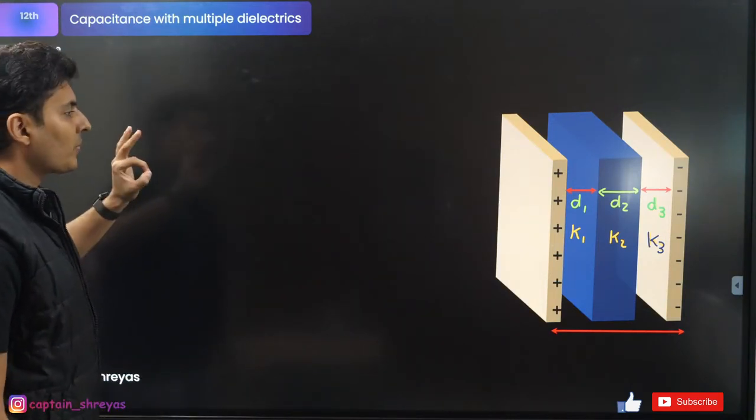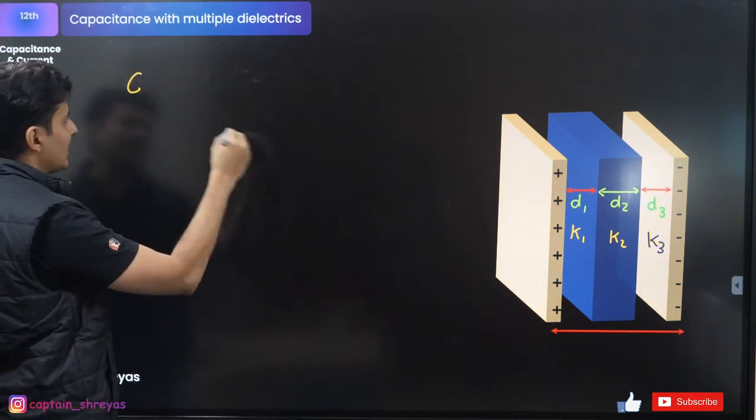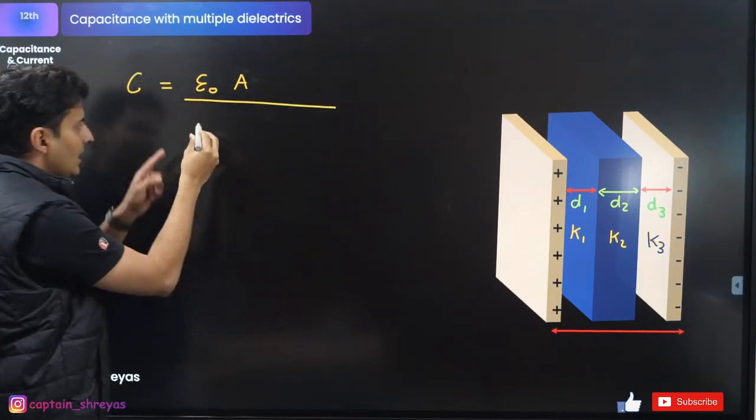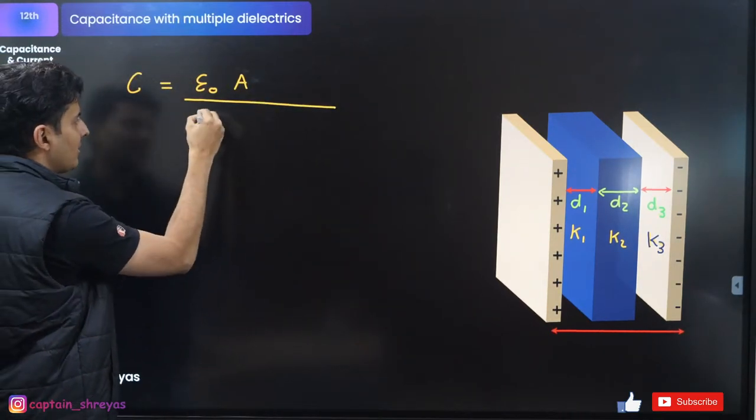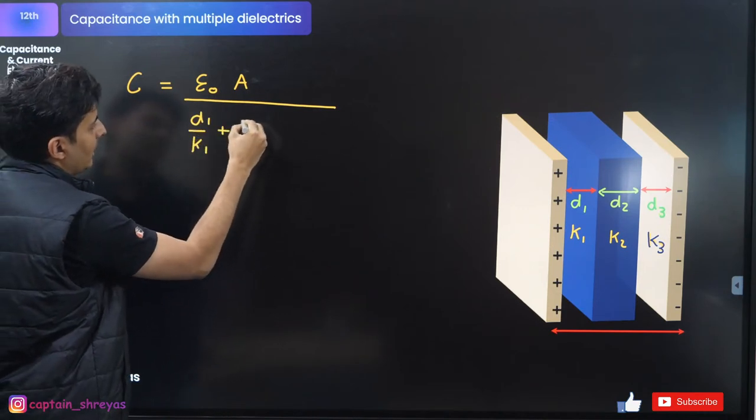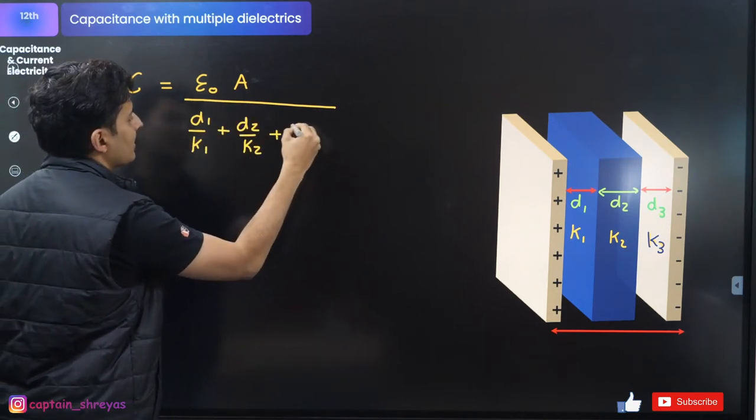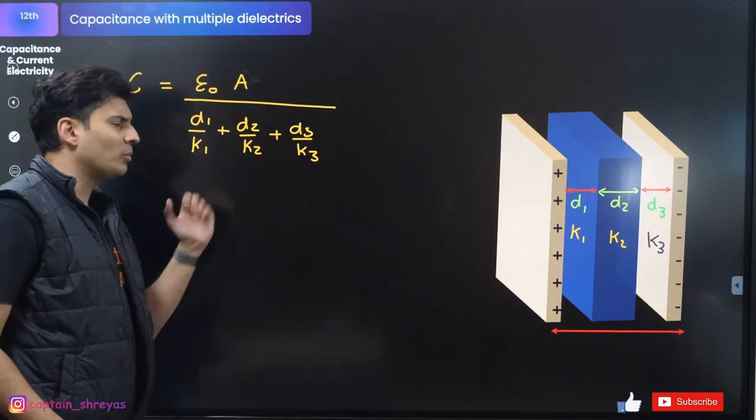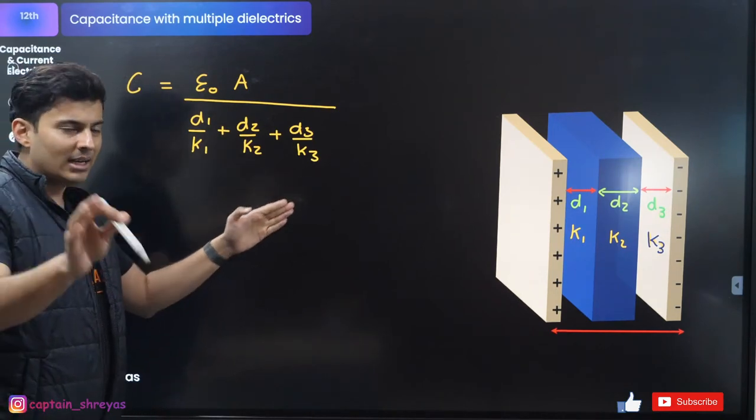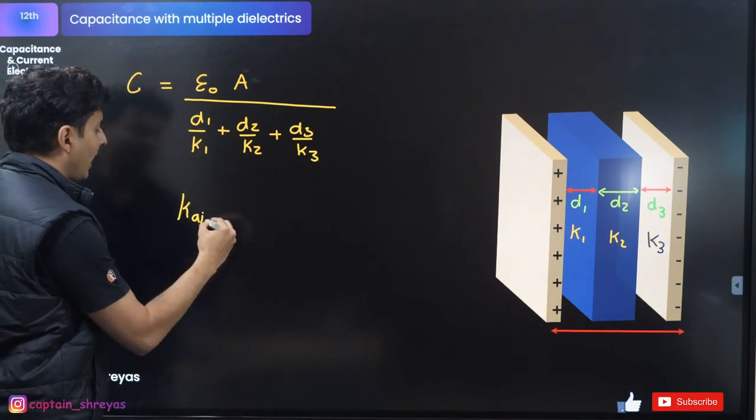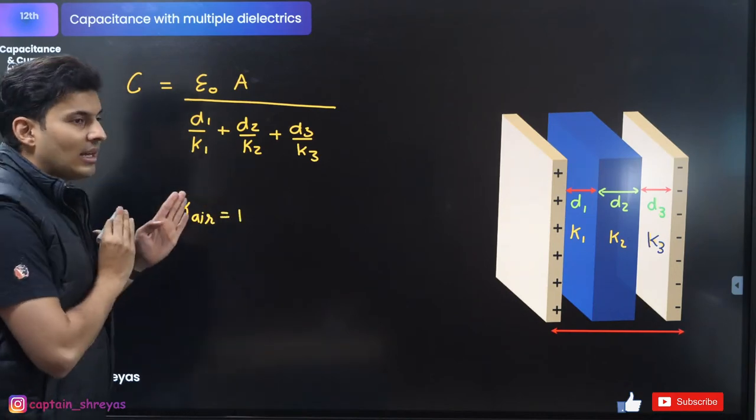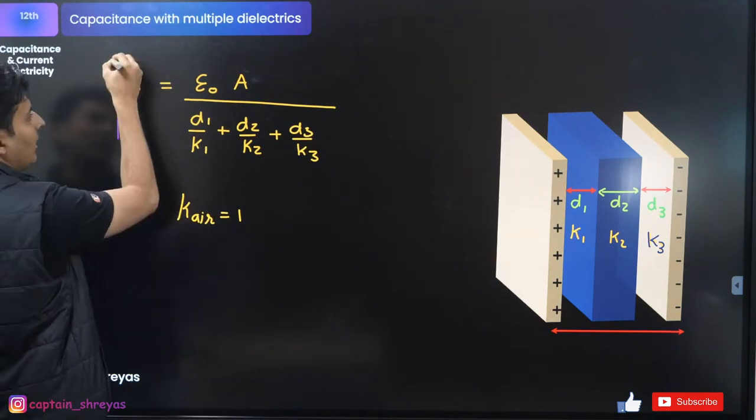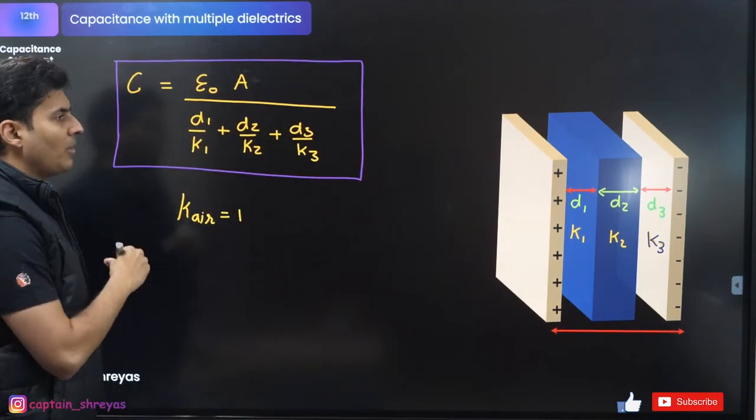as well. Now, the capacitance in such a case is given by epsilon naught A divided by, instead of d, D1 by K1 plus D2 by K2 plus D3 by K3. If there are more layers, you add more terms. If there are two layers, you put two terms. So this becomes easy. And remember, the dielectric constant of air, if there is an air gap, is 1. This is such an easy formula compared to remembering other complicated formulas. So please keep this formula in mind and not the other complicated formulas.